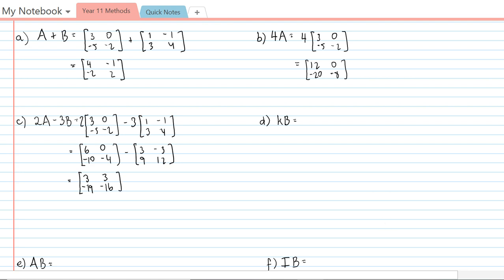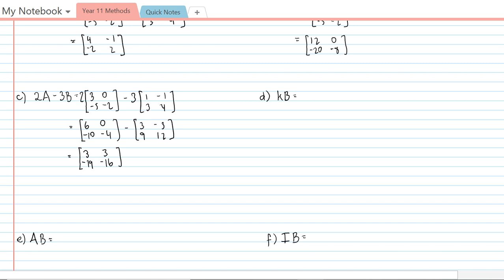And we're done. kB, so this is just some constant multiplied by the matrix B, which was 1, -1, 3 and 4. So multiplying each thing there by k, we get k, -k, 3k and 4k, and we're done.